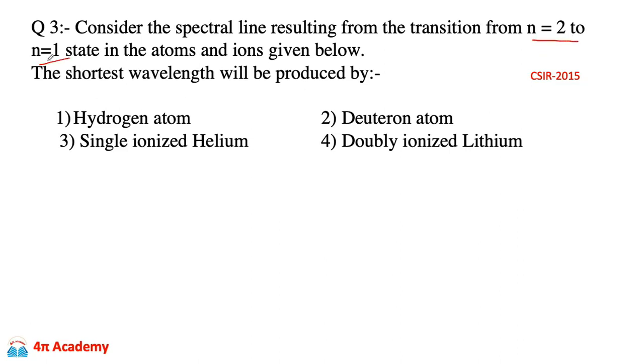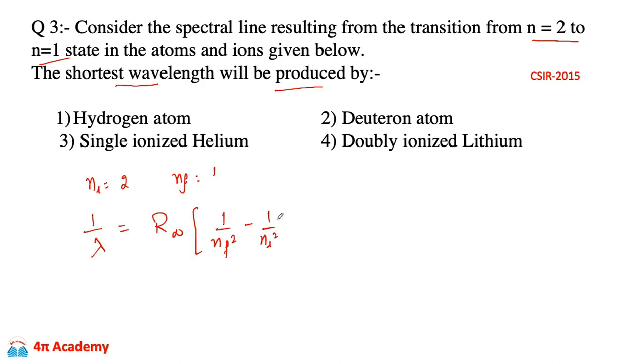So next numerical is: consider the spectral lines resulting from the transition from n2 to n1 state in the atom and ions. Calculate the shortest wavelength, which will be produced in which case. Now we know that when there is a transition from 2 to the first state, we know the relation, that is 1 over lambda equals R infinity times 1 over nf squared minus 1 over ni squared, into Z squared.